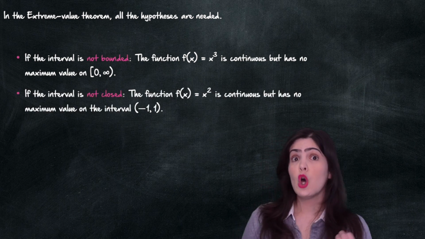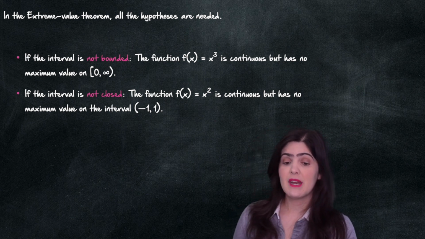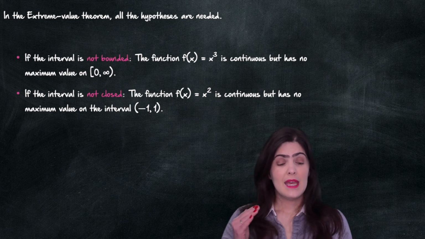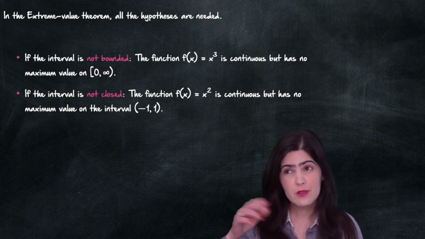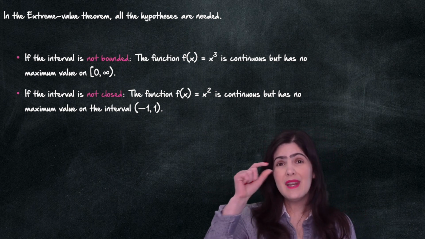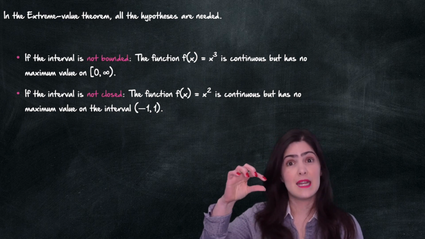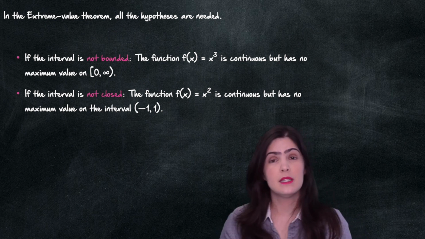If the interval is not closed, then the function f of x equals x squared is continuous, but it doesn't have a maximum on the open interval -1 to 1. X squared would get as close as it wants to 1, but it will never reach that supremum of the f of x in that interval. So that's why we need a closed interval in this case.